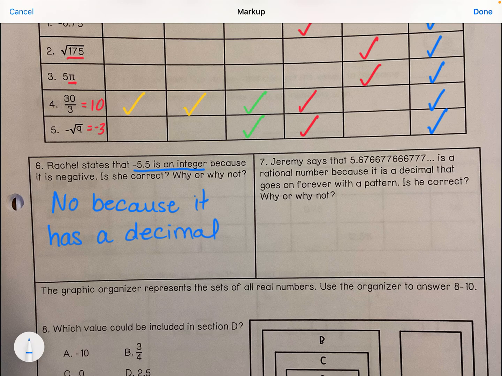Number 7, Jeremy says that 5.676677666777 is rational because it is a decimal that goes on forever with a pattern. Yes, there's a pattern, but it's not a repeating pattern. It's a changing pattern. So it's irrational because it's not a repeating pattern.